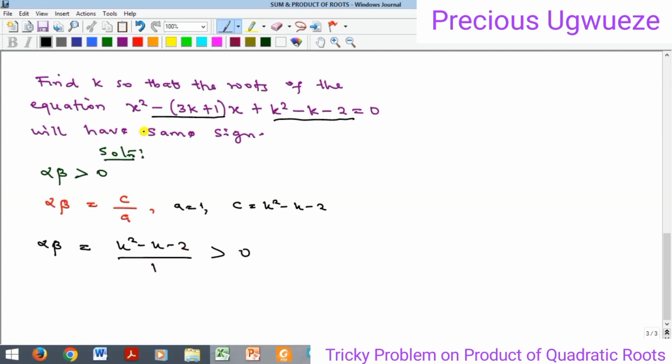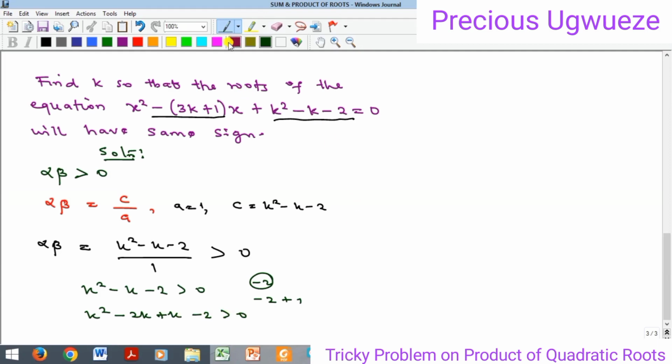All right, so we go ahead to solve that, and that's going to give us k squared minus k minus 2 is greater than 0. To factorize this, the coefficient here is 1, and the constant is minus 2. So the two factors of this that will give us negative 1 will be minus 2 and positive 1. And so we can substitute that here. That will give us k squared minus 2k plus k minus 2 is greater than 0.